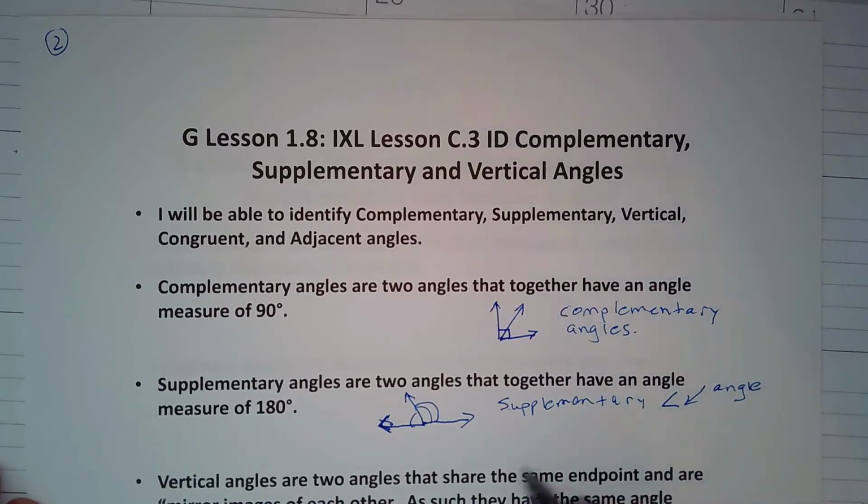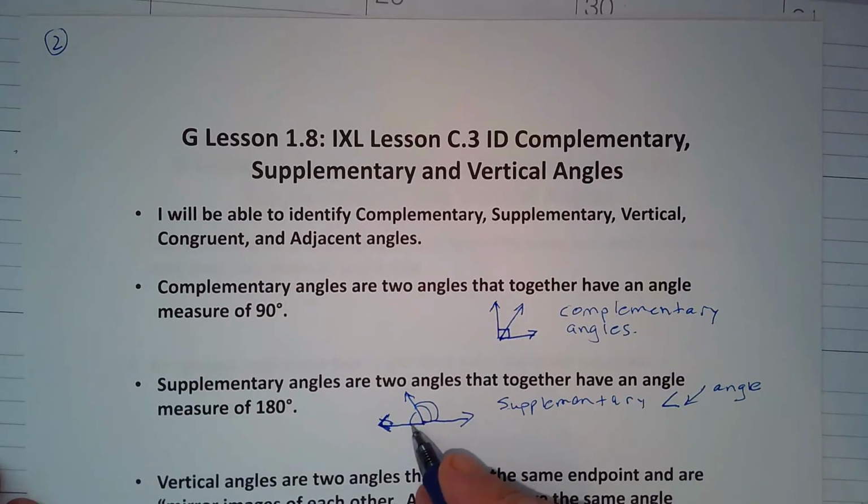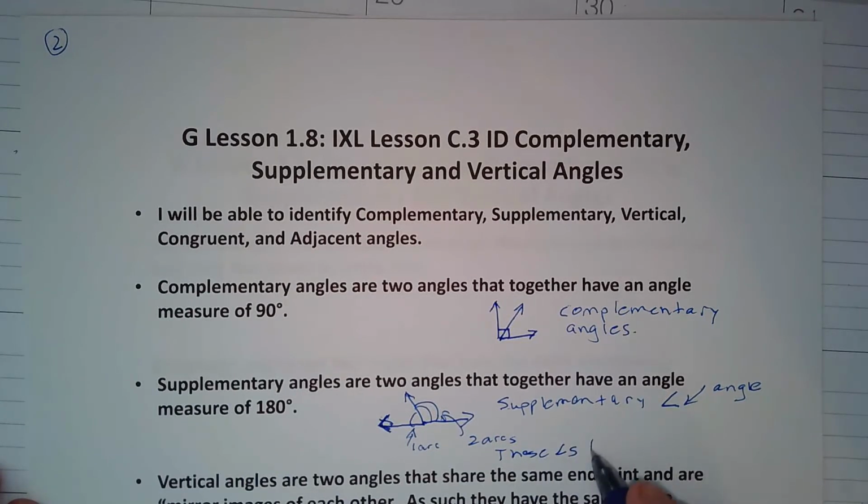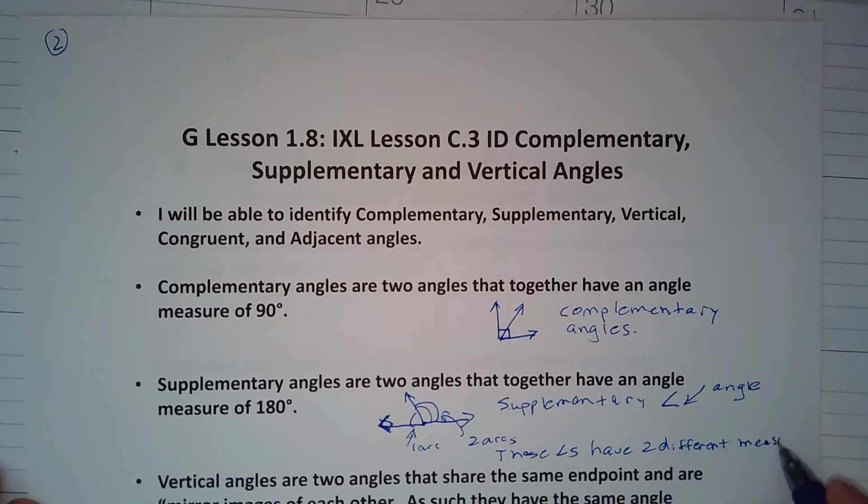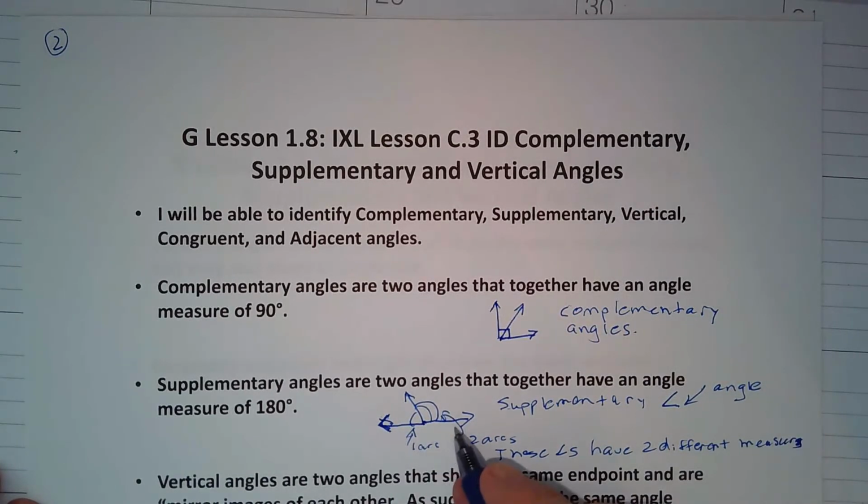I mentioned this in the previous video, but I want to remind you. Over here, you see these marks? This mark here is one arc. This is two arcs. That's also notation. This means one arc here, and this is two arcs. Basically what that means is these angles have two different measures. But together, you'll see they're on one line.